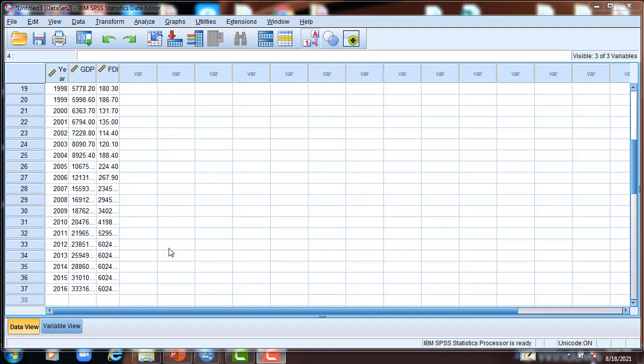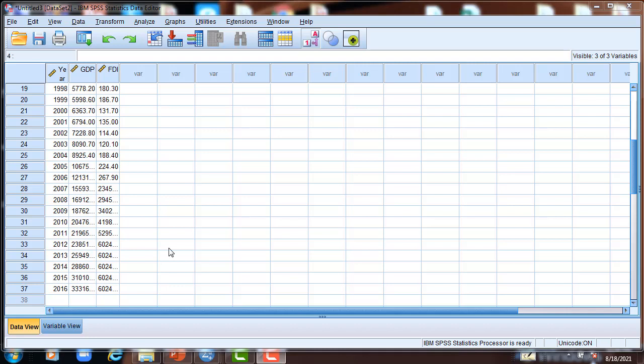In this session we are going to talk about simple linear regression, and we look at the important tables. Suppose we are interested in determining whether there is a relationship between gross domestic product and foreign direct investment. Our assumptions here: the variables are measured at the interval or ratio level, which is continuous, and the variables are approximately normally distributed, and there is a linear relation between the two variables.